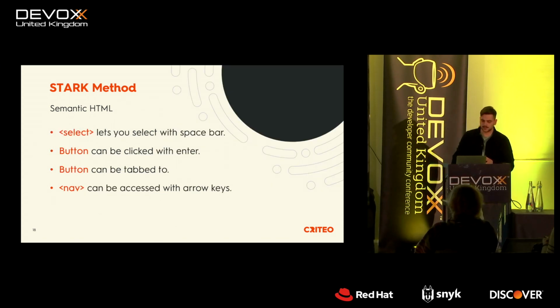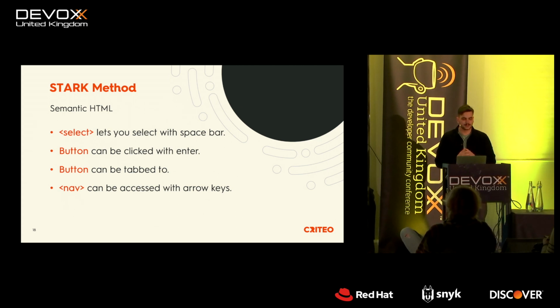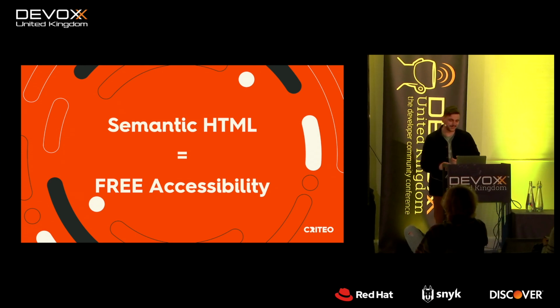It's really free accessibility because some basic actions are built in. So select can be selected with a spacebar, button can be clicked with enter, button can be tabbed, navbar can be accessed with arrow keys, and it's really important to use them because using a div everywhere with an action will be read as a group by a screen reader and not as a button. So a person using a screen reader won't be able to know that this particular item can be clicked on. Basically, semantic HTML equals free accessibility. We like to not work that much as a developer, so try to use this one.